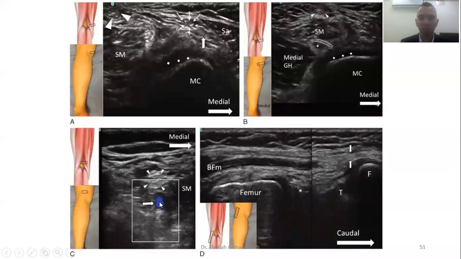And here we see the vein, and this is the artery, but color Doppler always guides us. Sometimes, when there is anisotropy or inappropriate probe position, the artery should be in red color in the sonoanatomy, and the vein should be blue color. And this is the biceps femoris here, and this is the femur. This is the femur and biceps femoris.